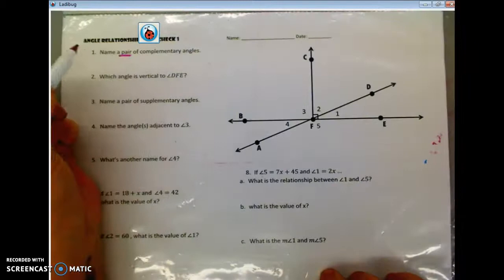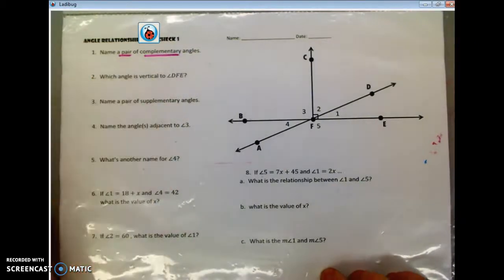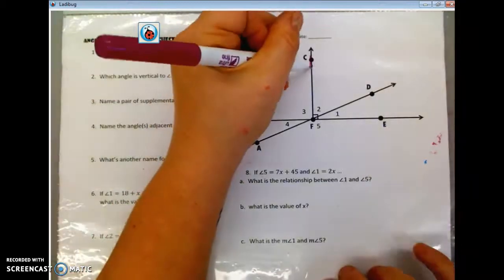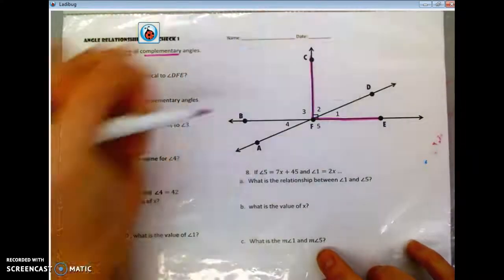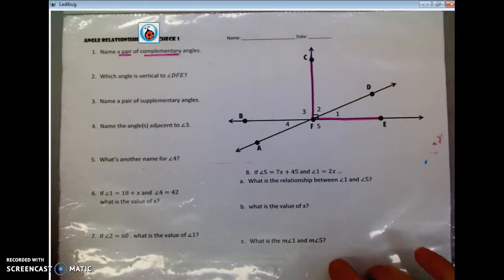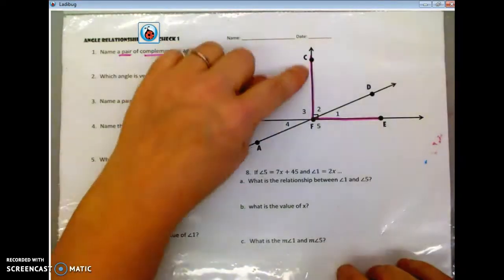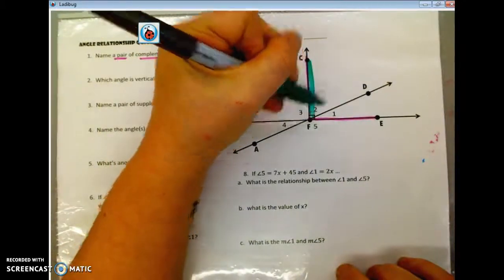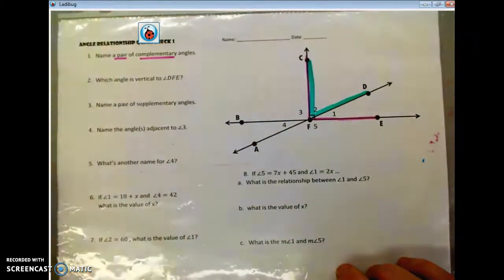Alright, name a pair of complementary angles. First off, pair means two. Complementary means two angles that add up to 90 degrees. So if you wrote CFE as one of your angles, that doesn't work because you can't add anything to CFE to make it equal 90. It already is 90. So instead, since this big angle is 90, what are the two angles that make it up?